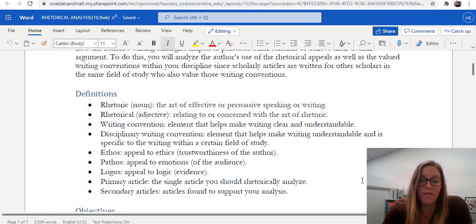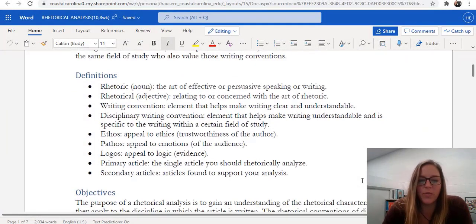So I'm going to go over some definitions with you guys. The first one is rhetoric. It's a noun, and it means the art of effective or persuasive speaking or writing. So authors use rhetoric to convince people. Rhetorical is an adjective, and it just means relating to or concerned with the art of rhetoric. So we are writing an analysis, which is a noun, and rhetorical is an adjective. So we're writing an analysis that analyzes rhetoric, which is a rhetorical analysis.